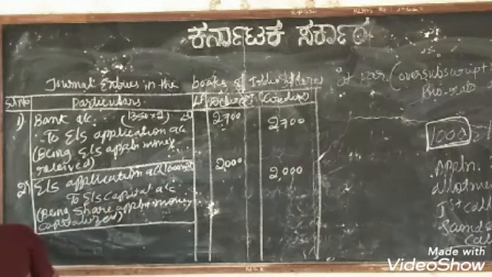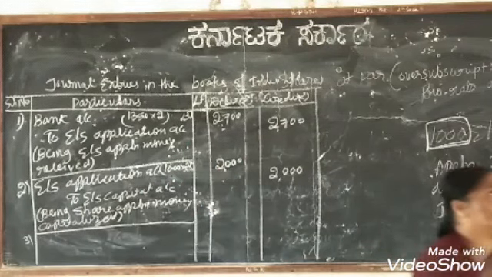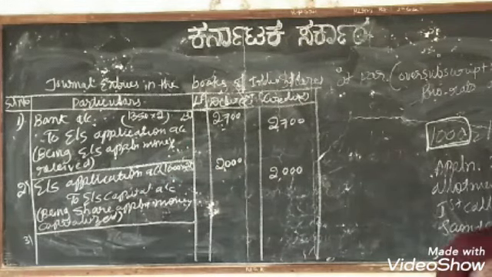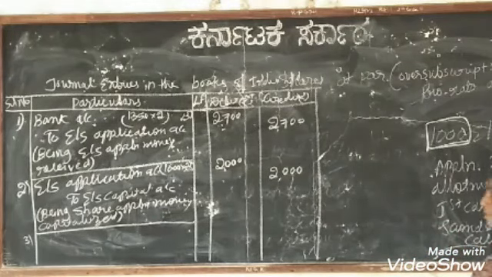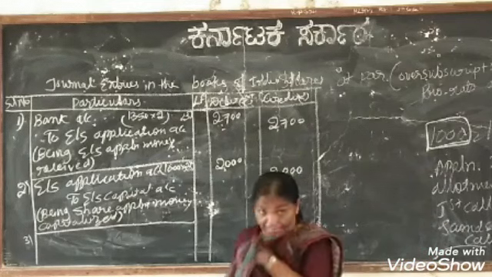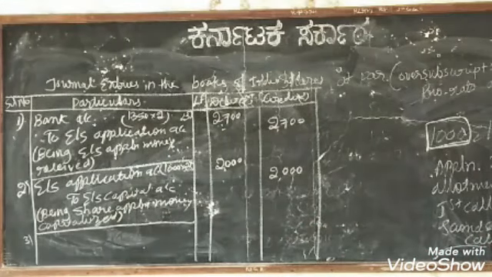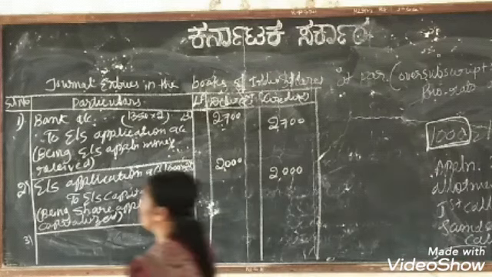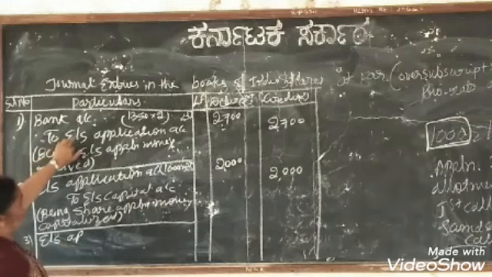Then again 700 is there. Out of 2,700 received, 700 is there. So we know that 100 applications were received for which we have not allotted any share. That's why it is to be returned to the party, through bank or through cheque. So it is to be refunded. Equity share application account debit.